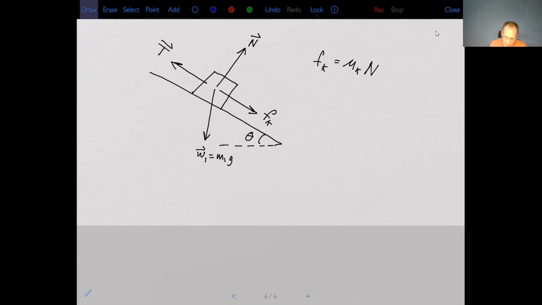Okay, so first thing, create a coordinate system. Since it's moving along the ramp, I'm going to call that the x direction.